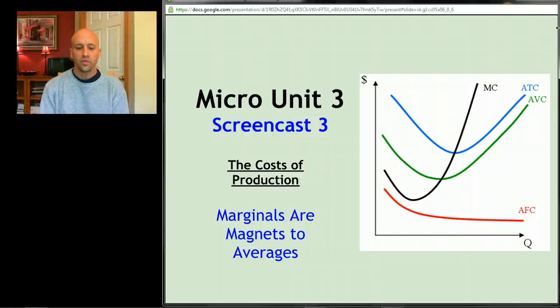Okay, screencast number 3, marginals are magnets to averages. Now this screencast isn't so much an economic screencast as it is a mathematical screencast. You might like that or not. But we're going to be talking about a mathematical concept here that's going to explain a lot of what we're going to be doing going forward, and it serves a great deal to explain why those curves that you see that we haven't got to yet look the way that they do.